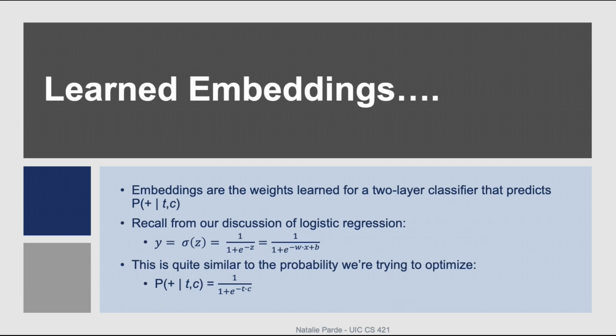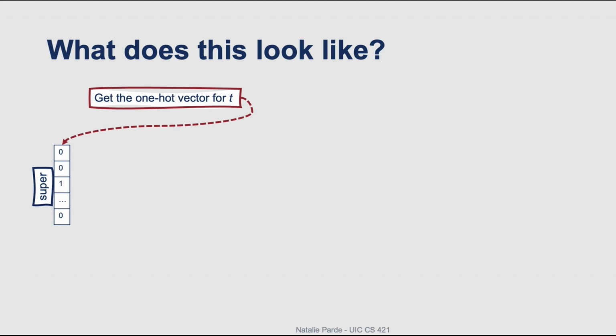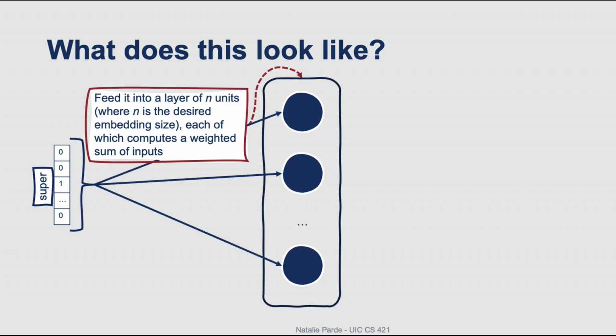The second question is a bit more challenging. The word embeddings produced by Word2Vec are the weights learned for a classification model that learns to predict the probabilities of context words belonging with target words. So we start out with our input, encode the input as a one-hot vector, and feed that one-hot vector into a layer of n units, where n is whatever dimensionality we want our word embedding to be.